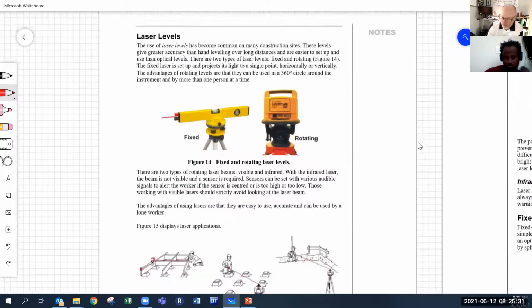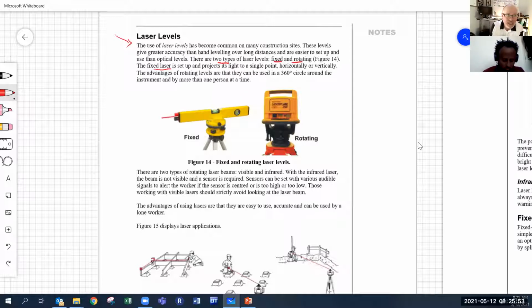Laser levels. Listen, you guys see these all the time on job sites. These levels give greater accuracy than hand leveling over long distances. There are 2 types of laser levels, fixed and rotating.